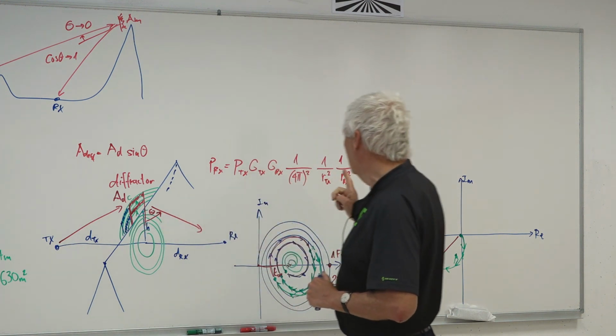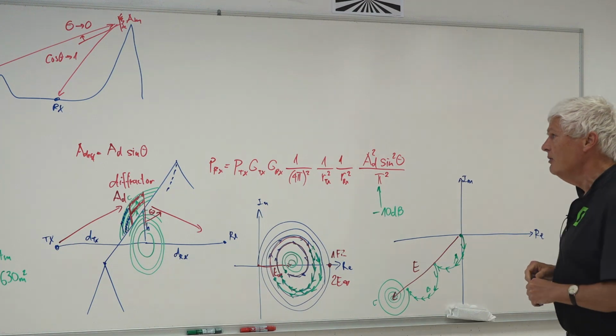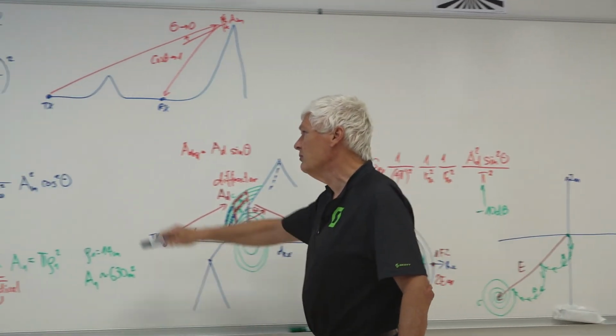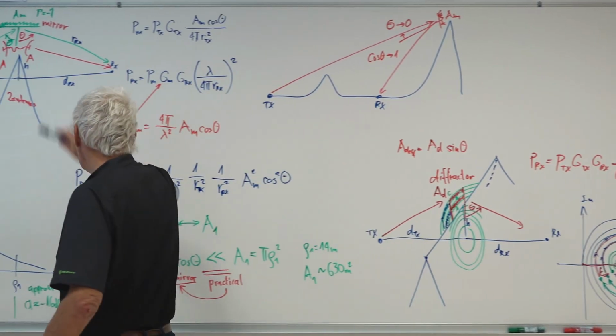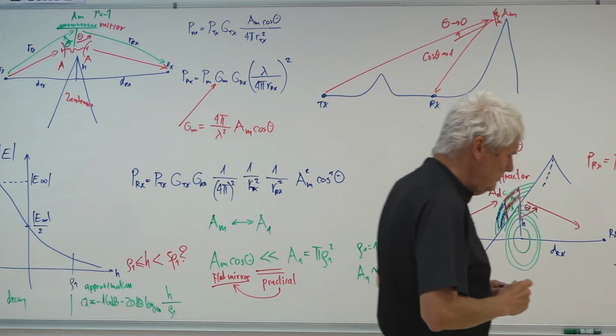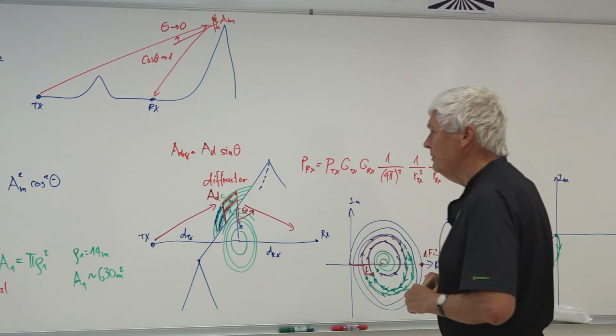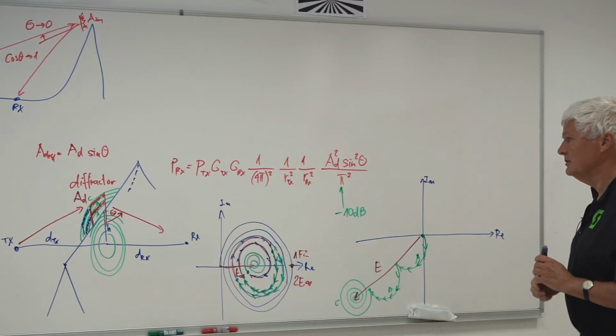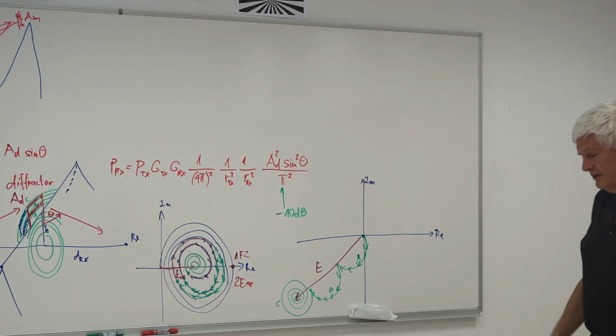The diffractor only works for one single wavelength, while the mirror is broadband. The mirror works for any wavelength, while the diffractor does not. So that's a disadvantage of the diffractor.